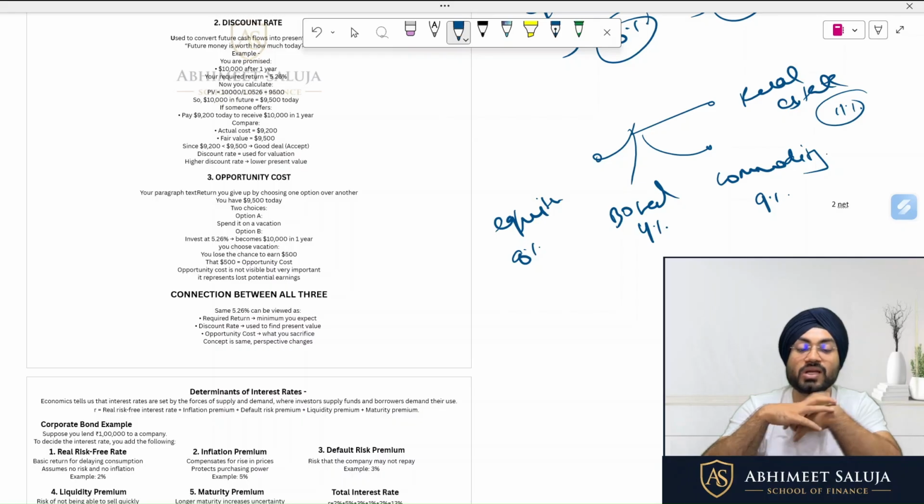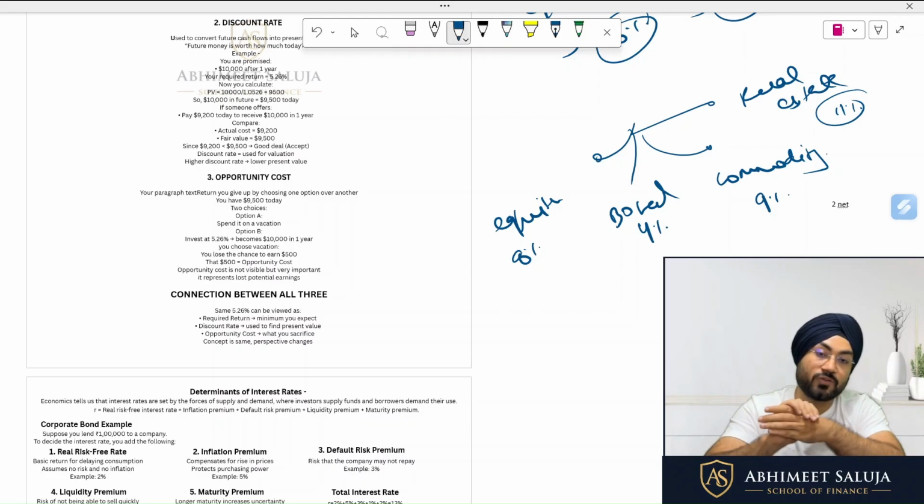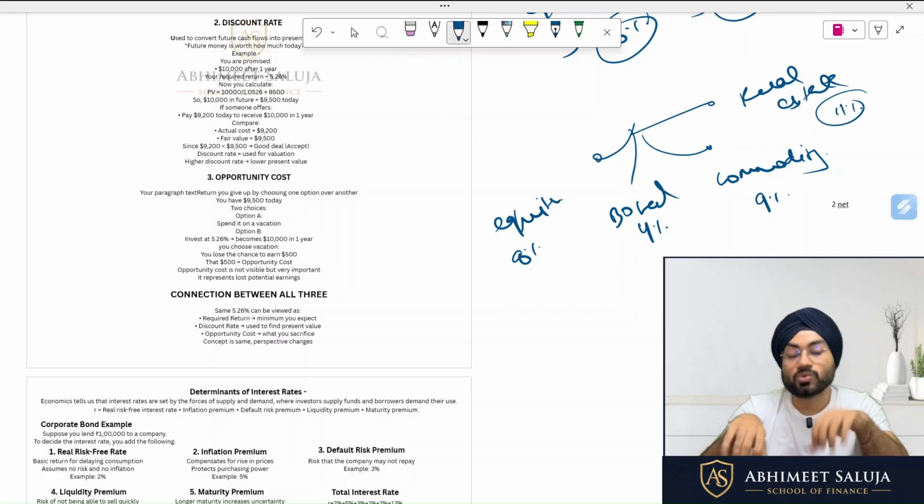Getting my point? Because real estate and commodities are some of the asset classes which are available to me if I have a required rate of return of more than 8%. So if more options are available, my required rate of return can be more. If fewer options are available, my required rate of return can reduce. All right.